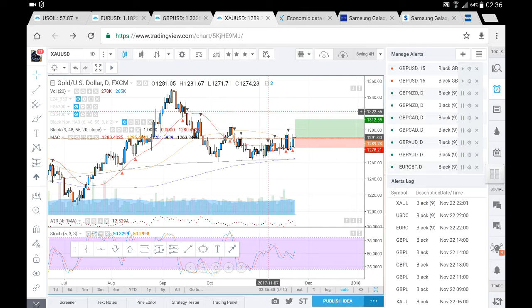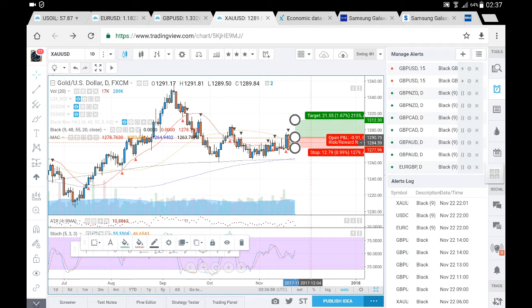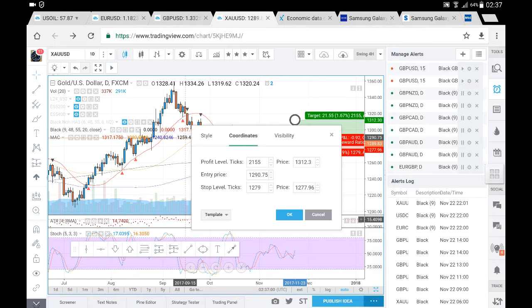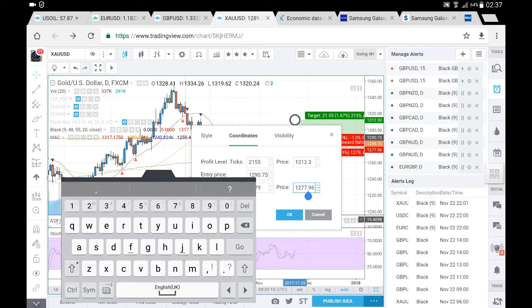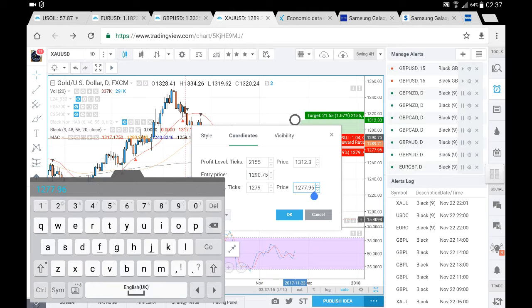So there's where our stop's going to be placed, in and around this. Where's it got 1278 on there? Let's just have a look here. I'm just going to make sure all the levels are correct. 1279, that is correct. Hold on, it's got that wrong, isn't it? Let's just make sure it's got it right.